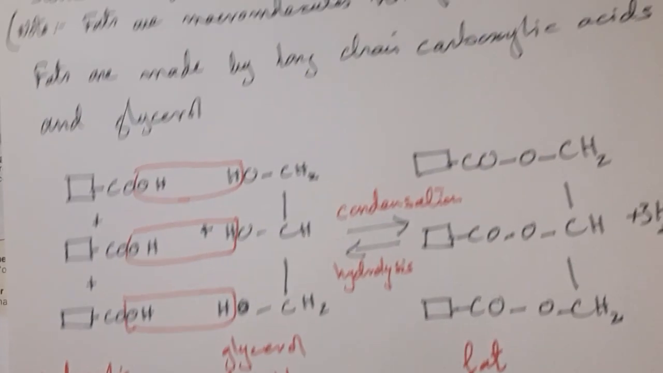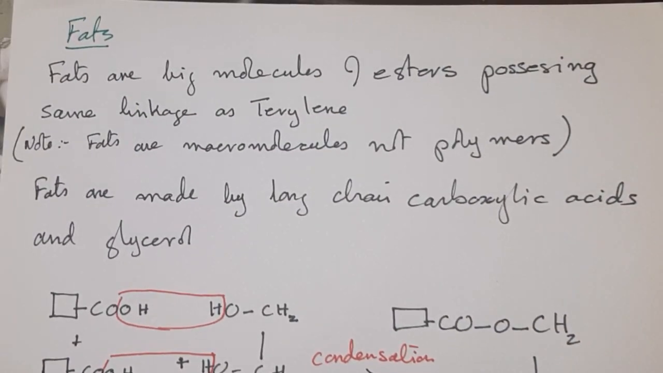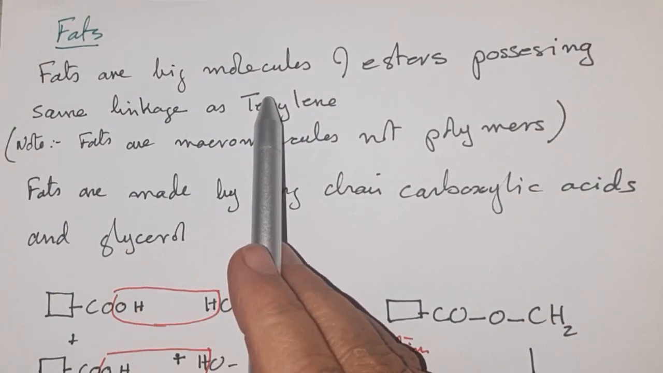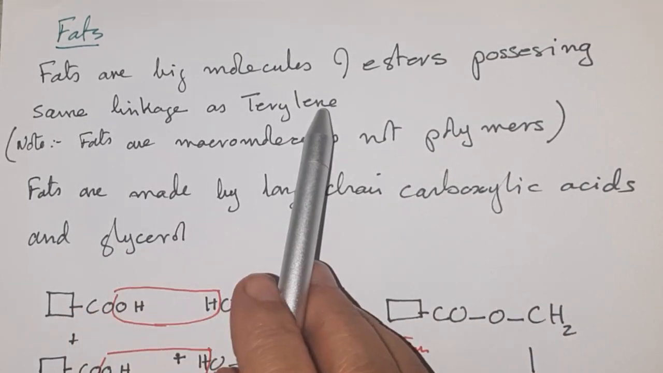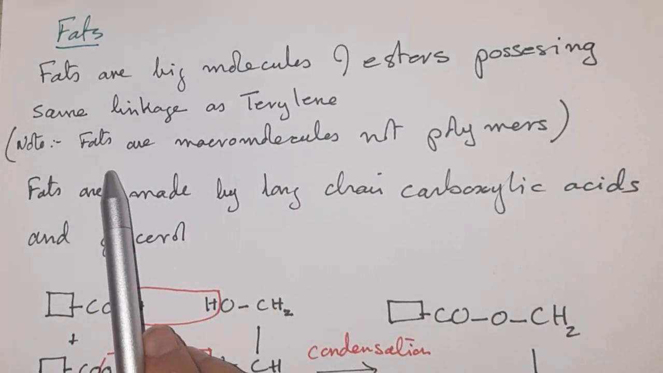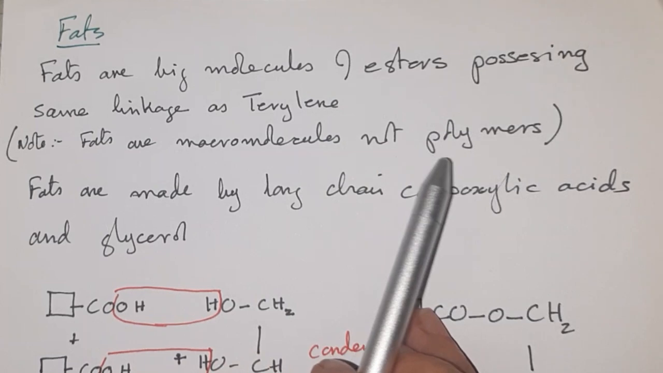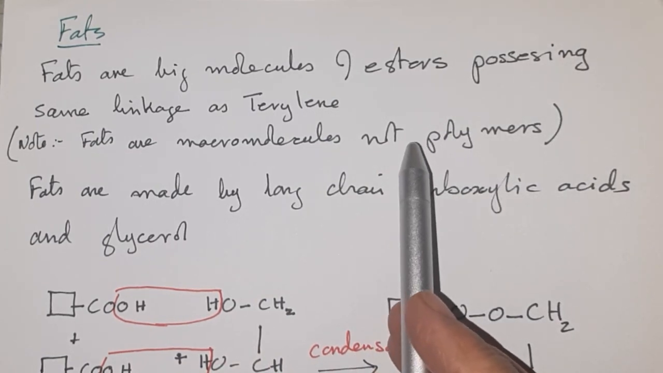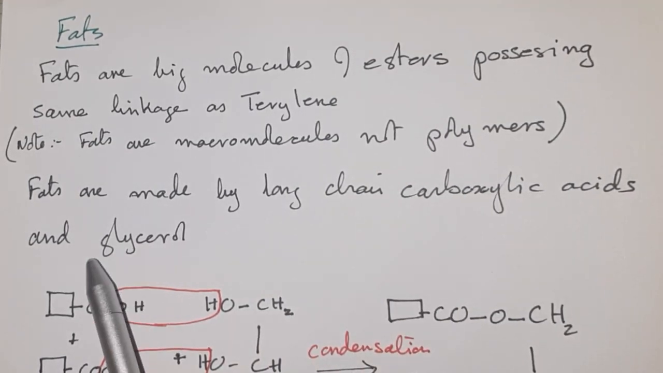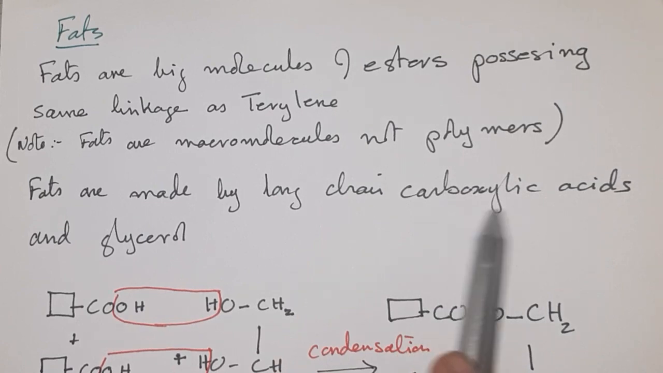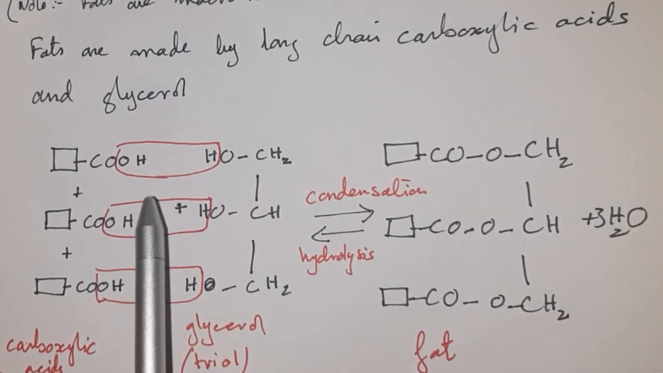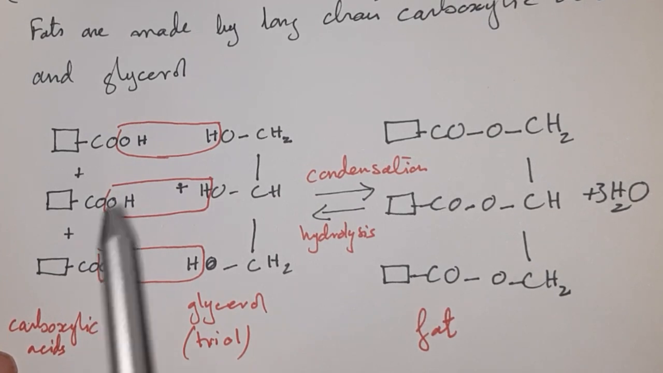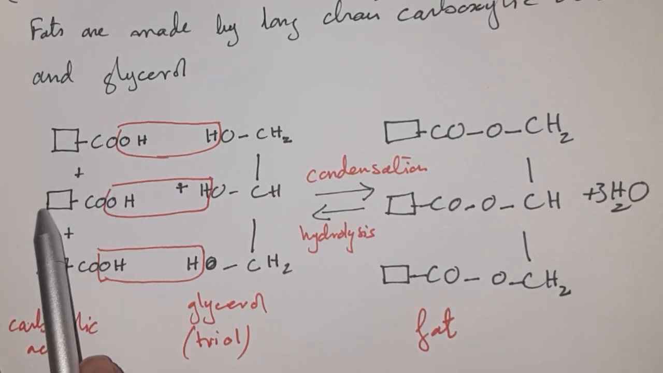Now we come to fats. Fats are big molecules of esters possessing the same linkage as terylene. Fats are macromolecules, not polymers. You will just learn right now. Fats are made by long chain carboxylic acids and glycerols. Now these are the carboxylic acids. You can see one carboxylic, second and third.